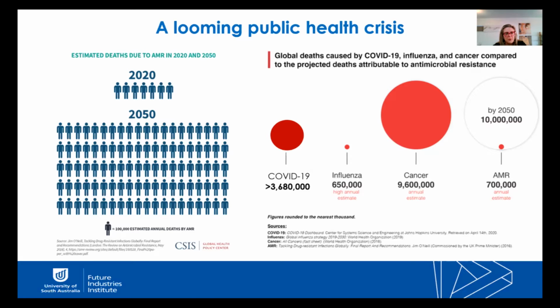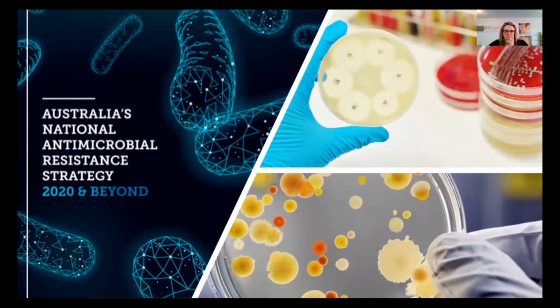An example of how important antimicrobial resistance is at the governmental level is the Australian National Antimicrobial Resistance Strategy document that was released early in 2020, which set the vision of Australia for fighting antimicrobial resistance in the next 20 years.